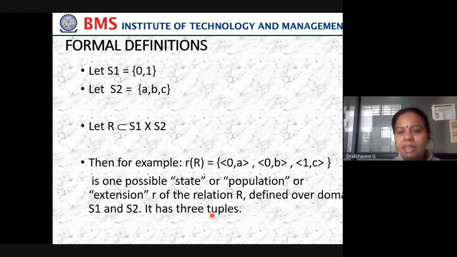It has 3 tuples. So in this case, how many rows are there? This is one row, this is another row, this is another row. With respect to relations, what do we call them? We call it a tuple: one tuple, second tuple, third tuple. We represent them as T1, T2, T3. That's what is called the formal definition.